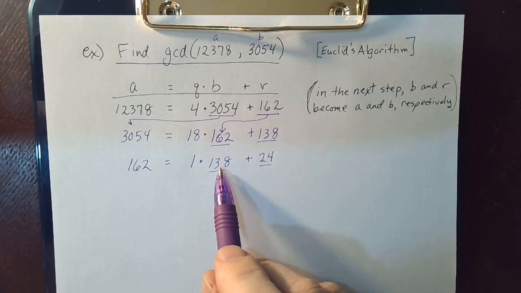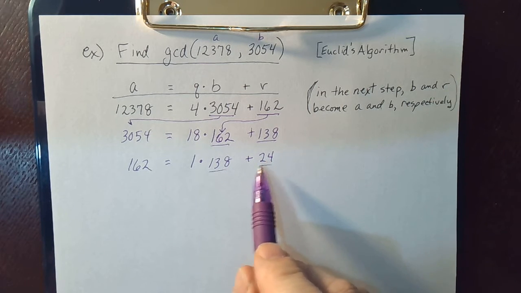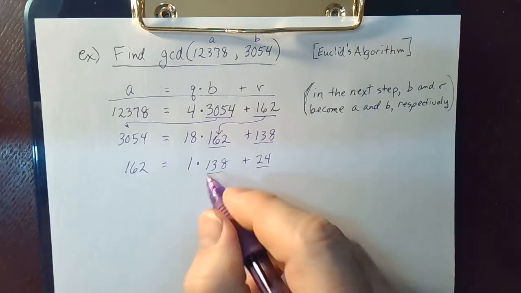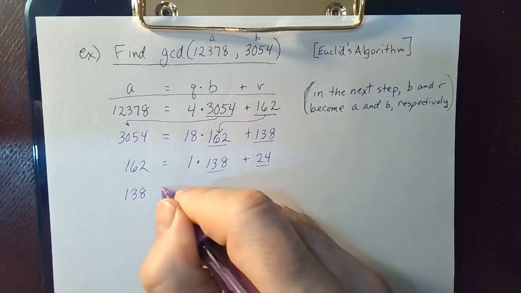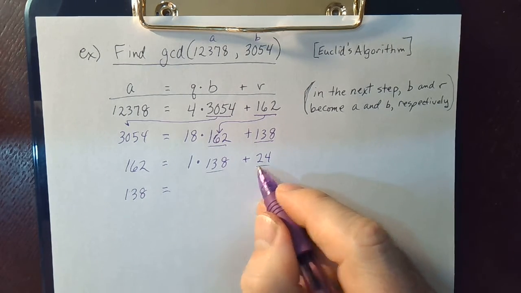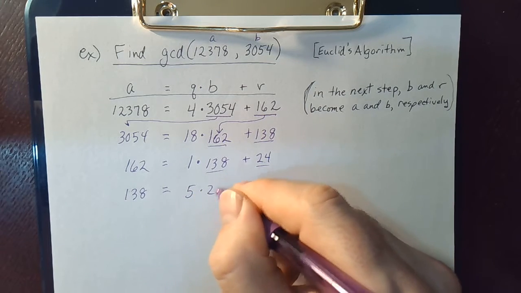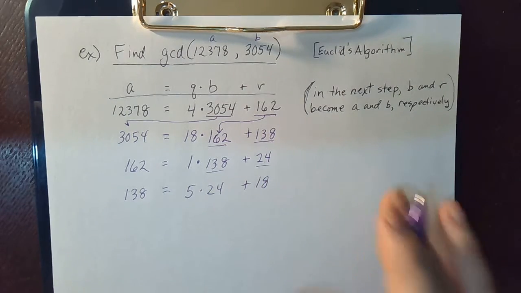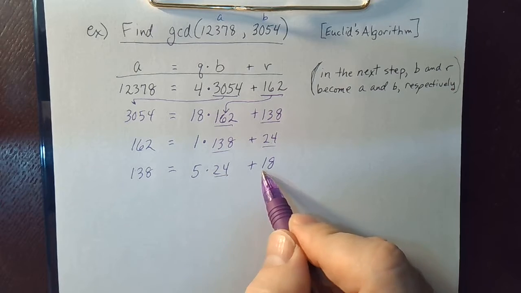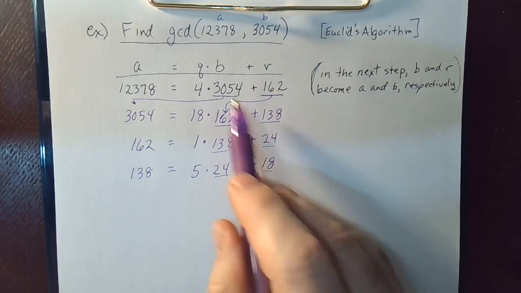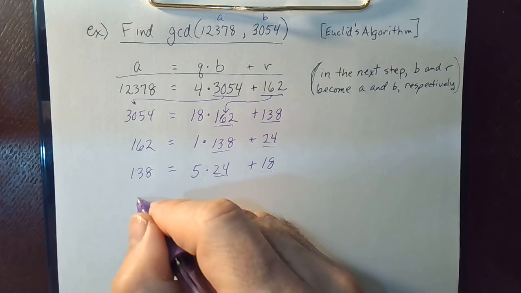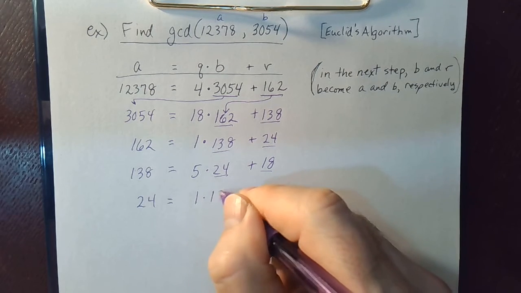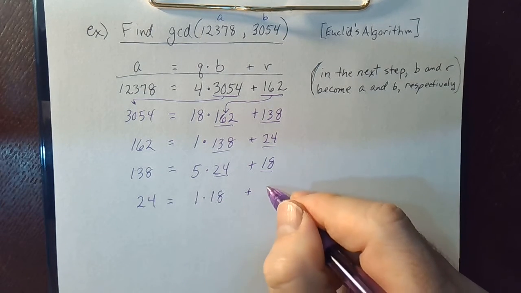And on the next line, this is going to be my new A and B. And by the way, if you don't recall, we're going to continue this until we get a remainder of 0. So we're going to bring 138 down. And that's something times 24. And that's going to be 5 times 24, which would be 120, giving us a remainder of 18. So now we're going to take 24 and 18, B and R, and they're going to become our new A and B. So 24, well, which is just 1 times 18, and that gives us a remainder of 6.